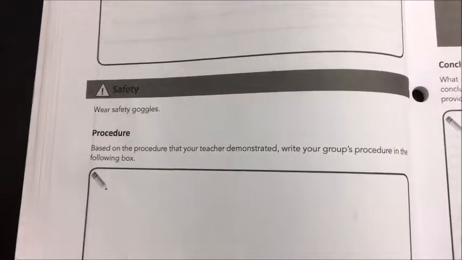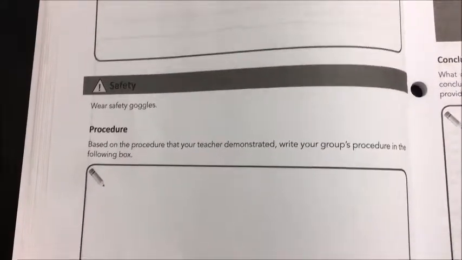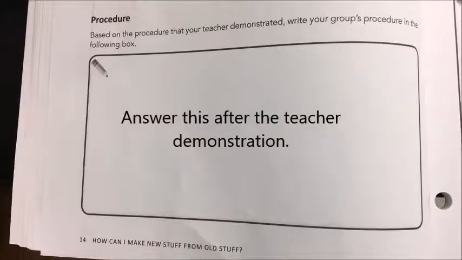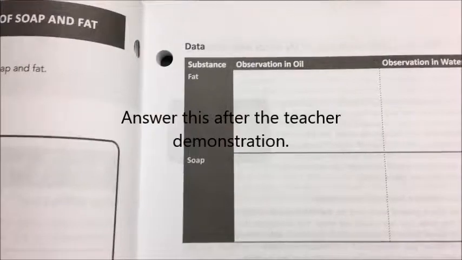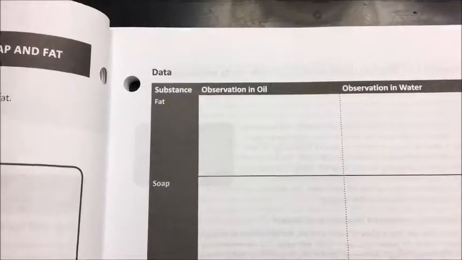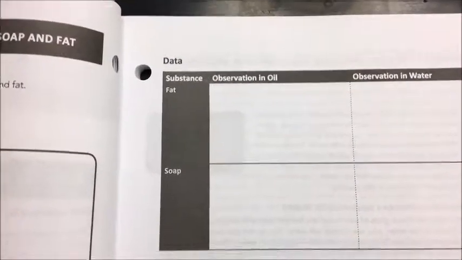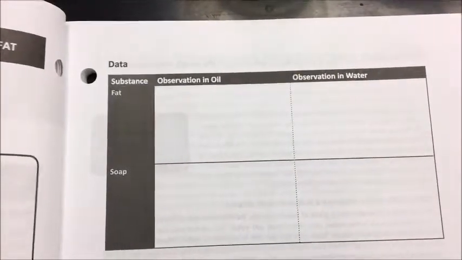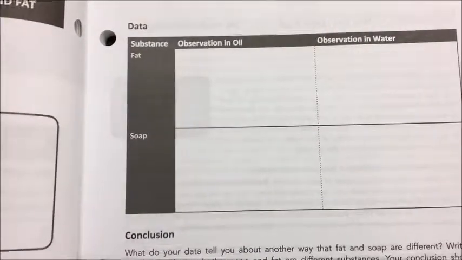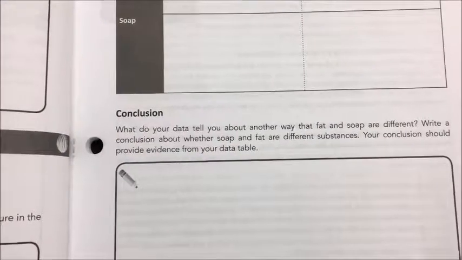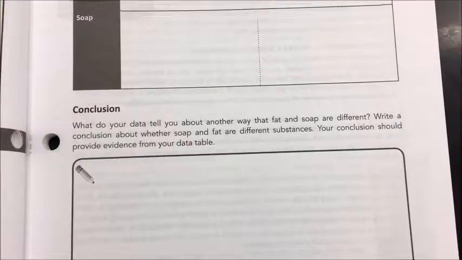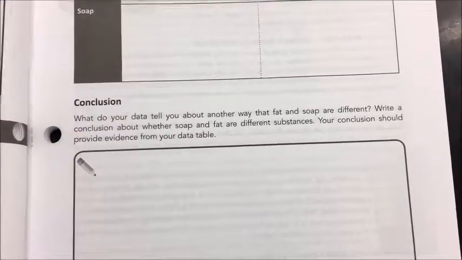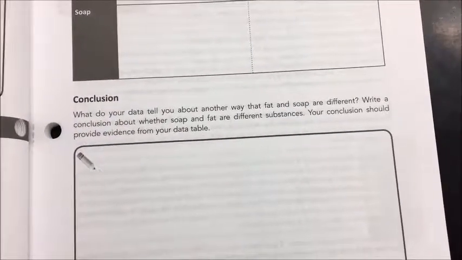Based on the procedure that your teacher demonstrated, write your group's procedure in the following box. So you're going to write down here what's taking place. And then over here in the data table, you're going to write down what your observation is for the fat and the soap, and then what happens when we add water, okay? And then your conclusion is, what do your data tell you about another way that fat and soap are different? Write a conclusion about whether soap and fat are different substances. Your conclusion should provide evidence from your data table, okay?